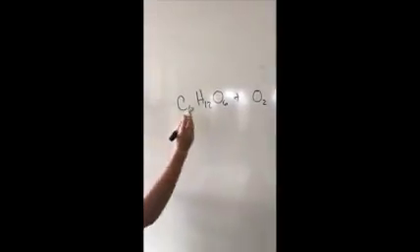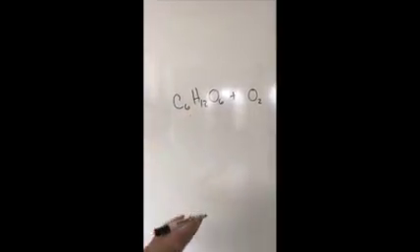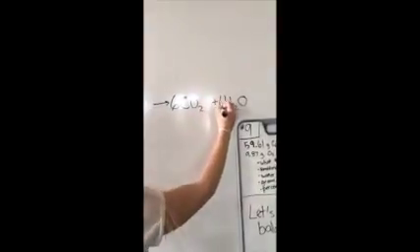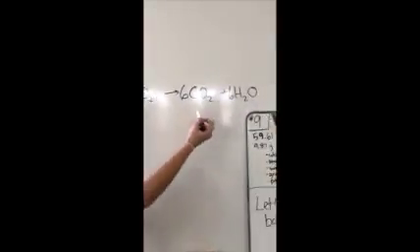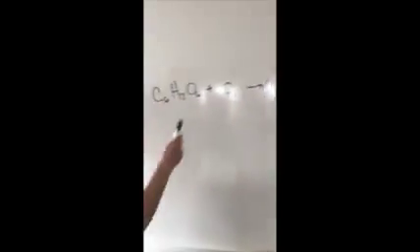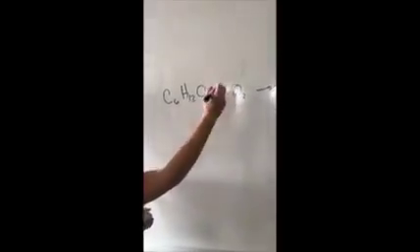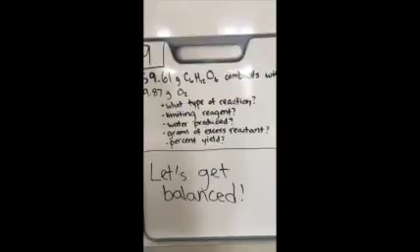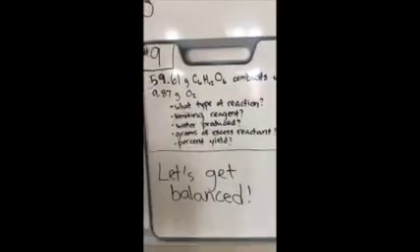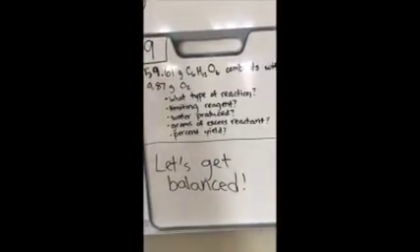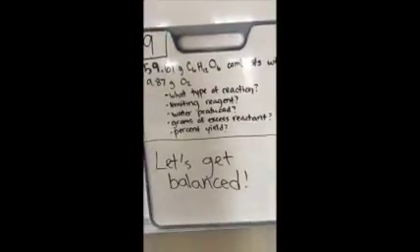We have 12 hydrogens on this side, so we need 12 on this side. And we have 18 oxygen on this side, and we have 6 here, 2 here, so we need to turn this one into 12 oxygen. So what type of reaction is this? It's a combustion. Next up, we need to find our limiting reagent.